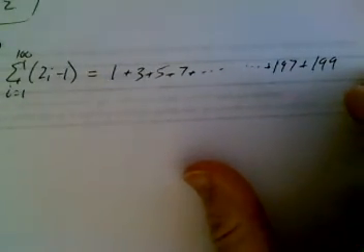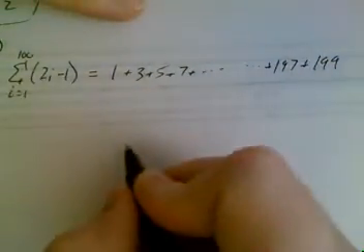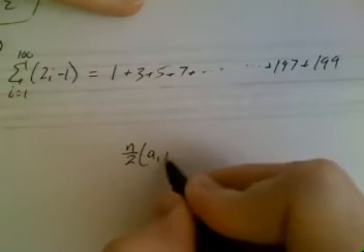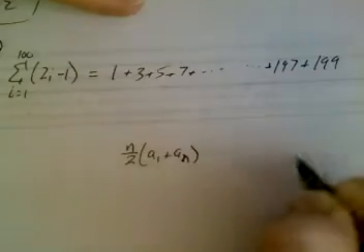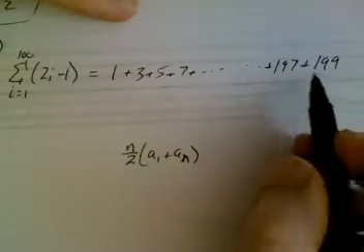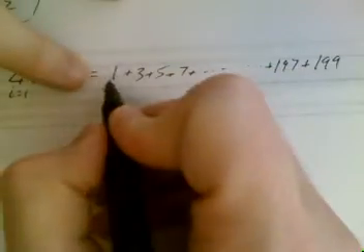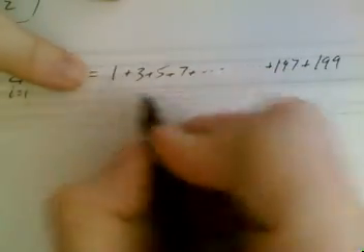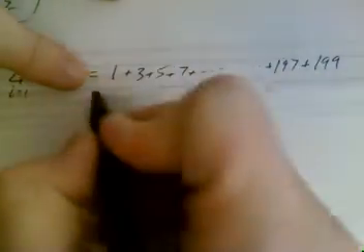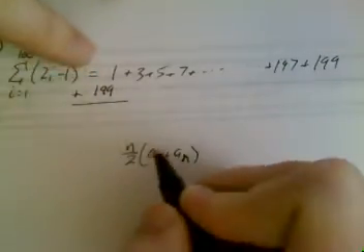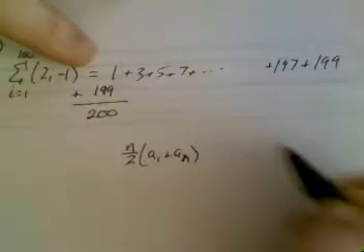Here's the idea of the formula. The formula is n divided by 2 times a1 plus an. Now what I'm going to do is something that's very tricky. I have a 1 here. I'm going to take the last term, put that down here, and add that together. That's going to give me 200.